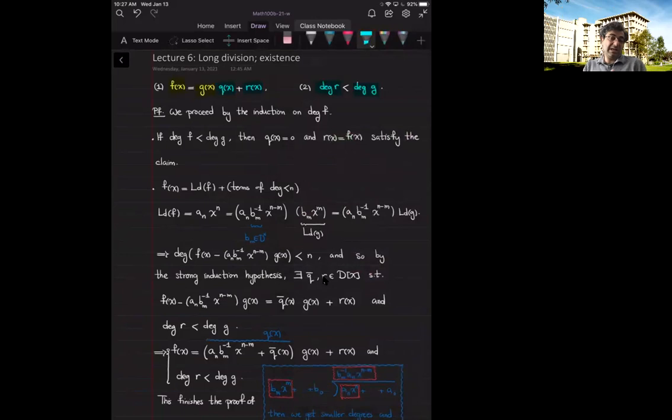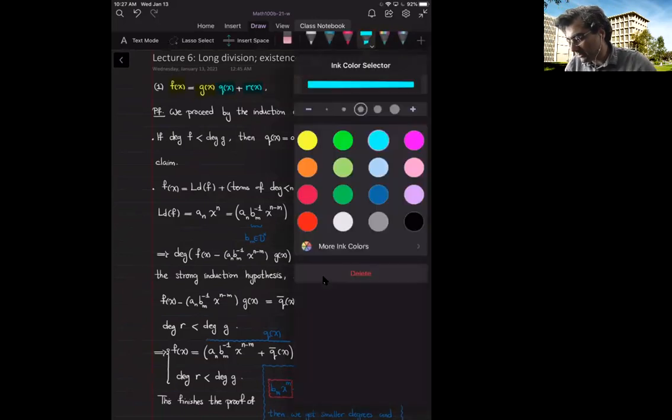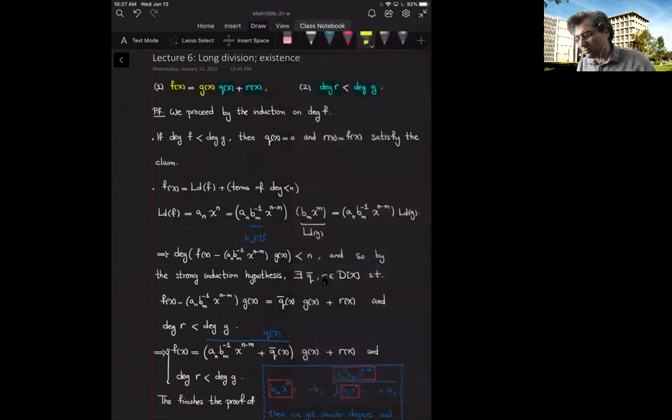If it's still at least degree of G, then I should be able to continue the process of long division. So I stop only when degree of R is strictly less than degree of G. Okay, so that's the statement of long division. Let's prove it. We start by proving the existence first, and then we show the uniqueness later.